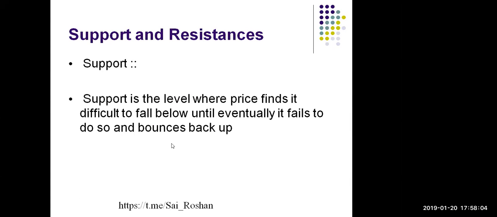Right. And the next most important, I would actually say this is the most important of everything, as per my knowledge: support and resistance. Now, as the name suggests, support is the level where the price finds it difficult to fall below, until eventually it fails to do so and bounces back up. What does it mean? So price is coming down. If it comes here, it has to eventually bounce back. I'll show you an example also. But first, just understand what this means. If it is deeply reaching the support zone, you should be ready to buy.